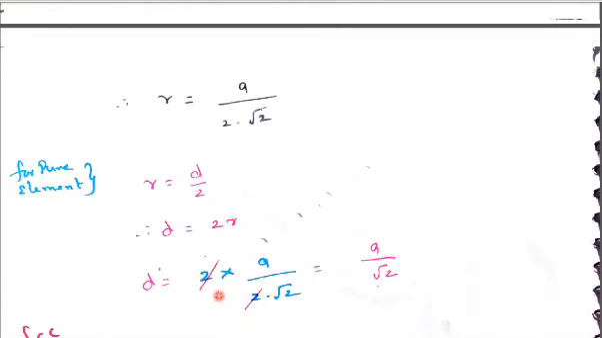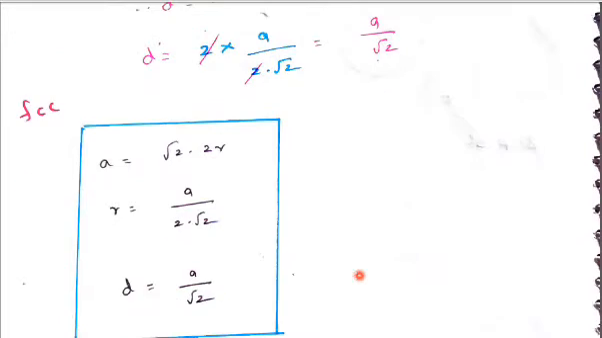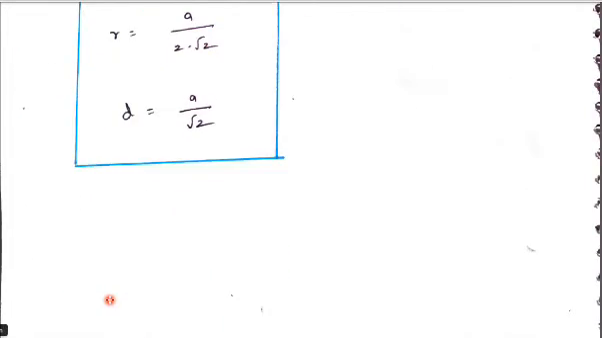So D equal to 2 into, substitute the R value, a by 2 root 2. The 2 cancels, so a by root 2. Together I have written it here, and this will be helpful for you to do the problems. a equal to root 2 into 2r, r value a by 2 root 2, and d equal to a by root 2. This is the edge length value, this is the radius of the atom, and this is the distance between the two atoms.